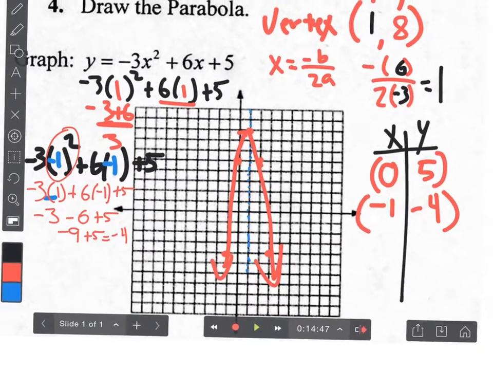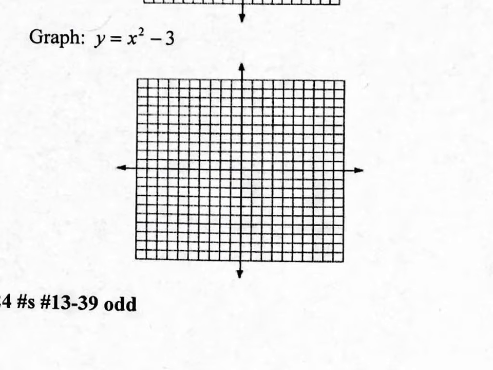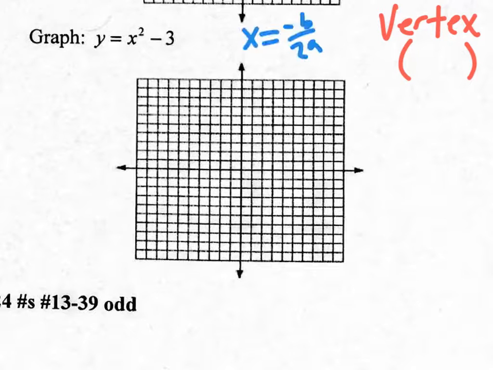Let me move on. Let's move on to this last one right here. So let's graph this thing. What's step 1? Anybody? Step 1. Find the vertex. And the vertex is really a coordinate, an x and a y value. How do I get the x value? That's exactly right. X equals negative b over 2a. Now, what is the b value in this guy?